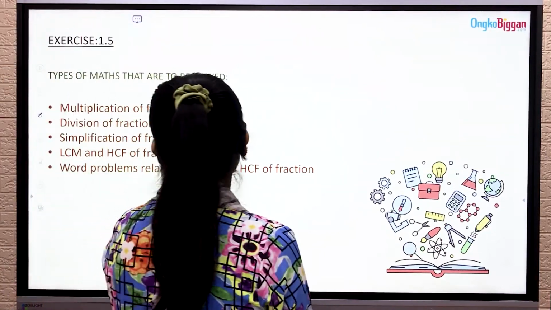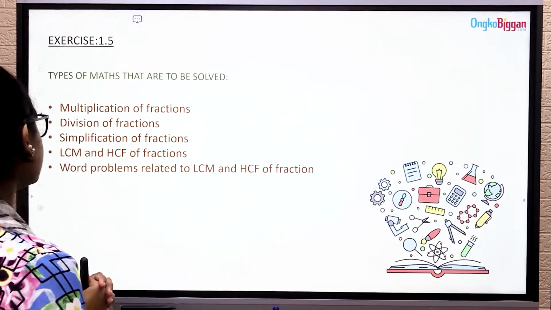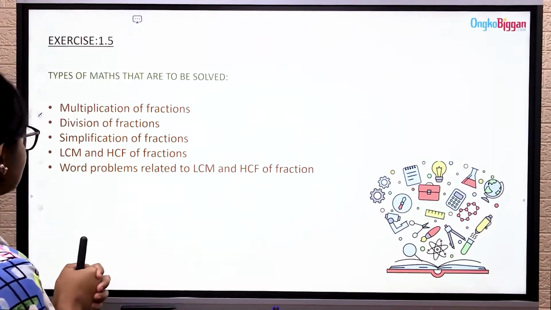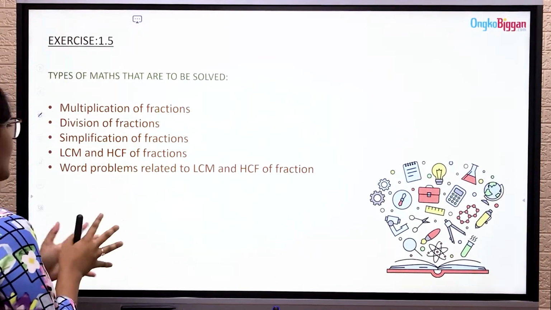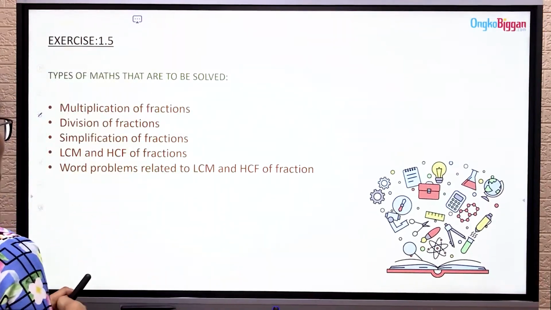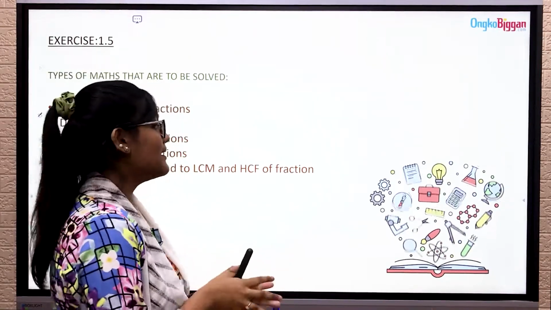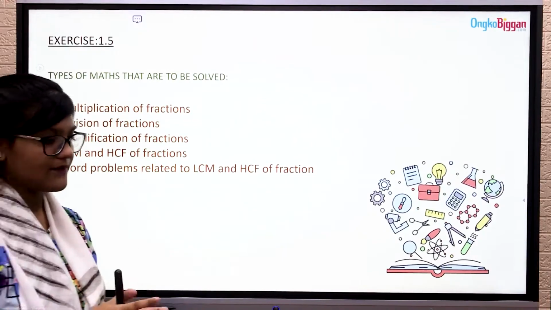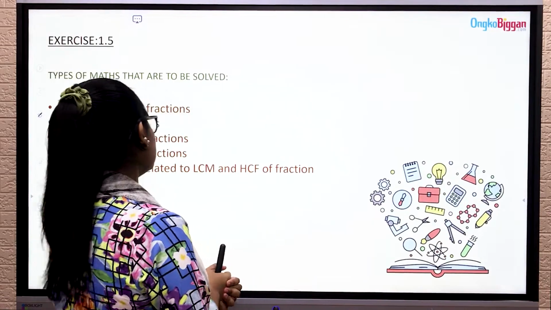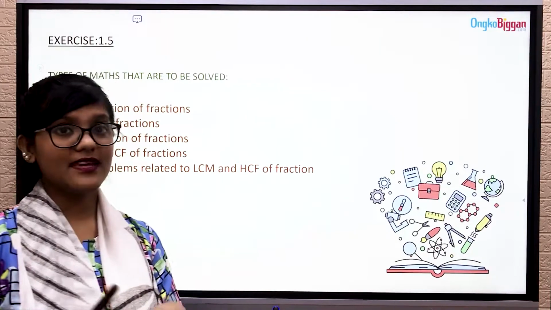So it's exercise 1.5. In this exercise, we are going to solve some maths related to the multiplication, division, simplification, LCM and HCF of fractions, and some word problems related to LCM and HCF of fractions. That means here we are going to introduce a new type of math, a new process, because up to now, in the previous chapter, we have just learned how to add and subtract fractions, but in this chapter we are going to learn multiplication, division and mixed simplification.